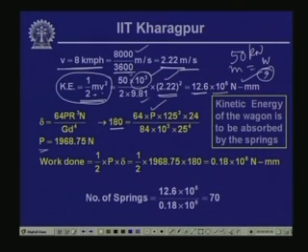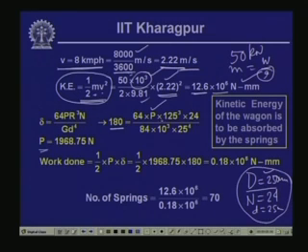because the value of R and the diameter are given. The mean diameter of the spring is 250 millimeter, thereby the radius is 125 millimeter, the number of turns given for the spring is 24, and the diameter of the wire with which the spring is formed, d, is 25 millimeter. With these values, if we substitute, P is unknown, R is 250 by 2, which is 125 cube, and n is 24. The shear modulus G is given as 84 gigapascal, so 84 times 10 to the power 3 megapascal, and diameter d is 25, so 25 to the power 4. This gives us a value of P equal to 1968.75 Newton.